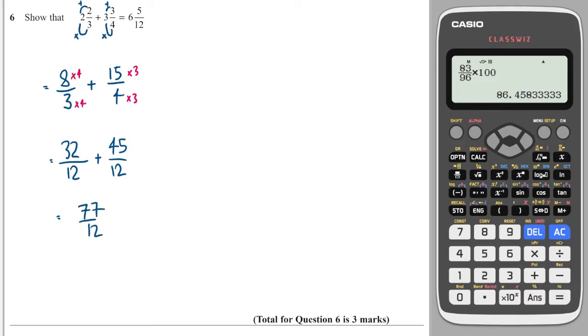And then how many 12s can I fit into 77? Well, I can do 77 divided by 12, and that tells me I can fit 6 in. And then what's left over? Well, I know that 6 times 12 is 72, so to make 77 I need 5 left over. And now, and only now, do I check to see if that is actually the answer I'm looking for. And yes, it is, so we have proved it.